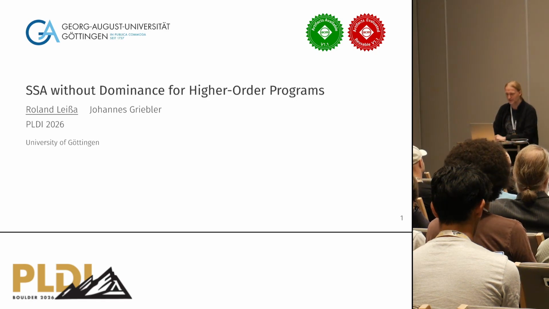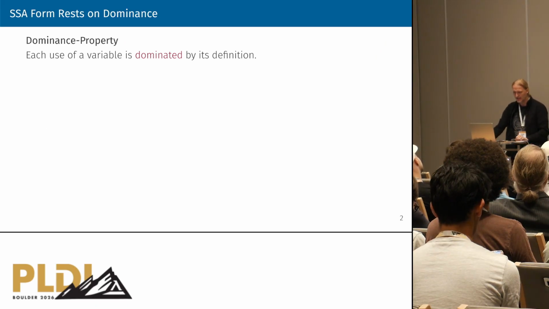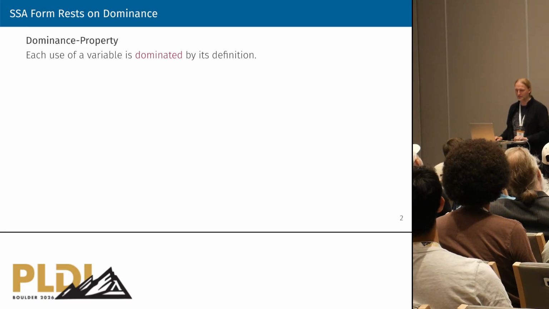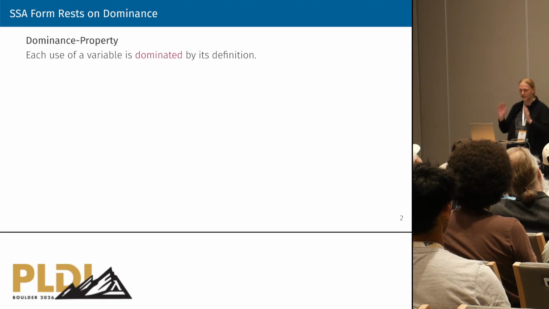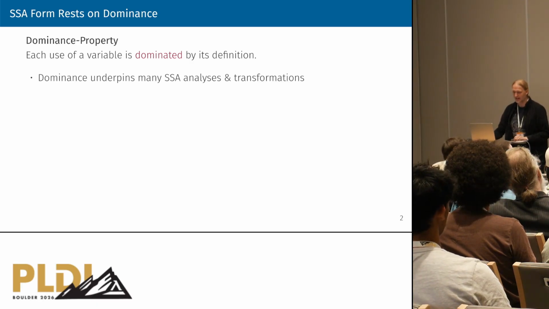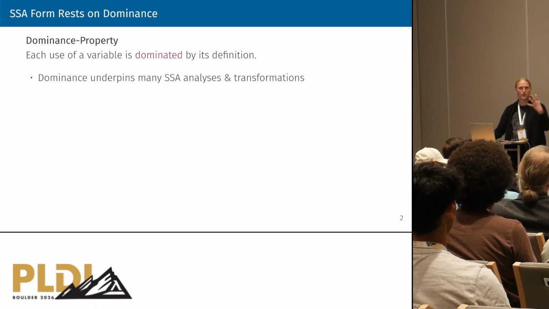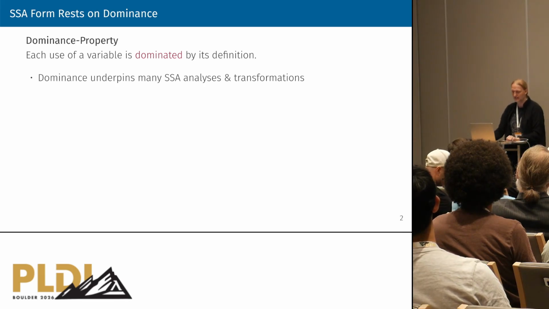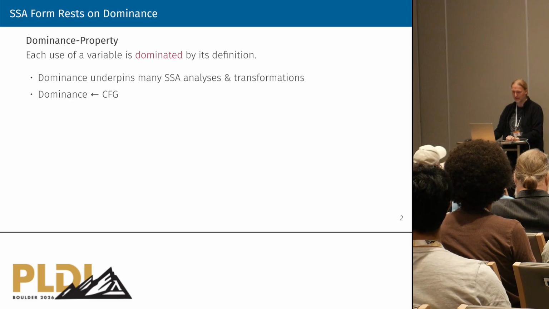Straight into that. This is joint collaboration with my student Johannes, who did all the Lean proofs of that. And we all know SSA form, and there's this classic dominance property that we all love and hate. Each use of a variable must be dominated by its definition, right? And this whole concept of dominance in SSA form underpins a wide array of analyses and transformations.